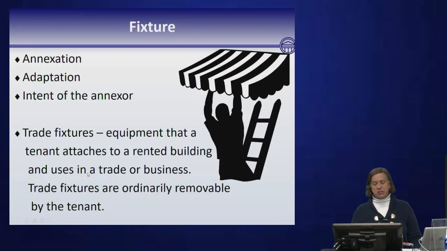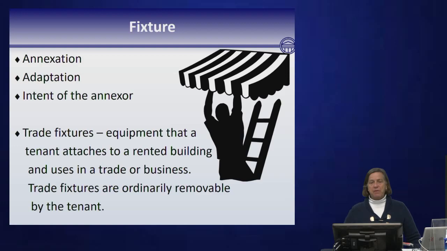So let's define that fixture. An item of personal property may become so affixed to the real property that it's considered to be part of the real property. There's a three-pronged test to determine whether an item of personal property is real property, and here are the elements. Annexation: how affixed is it to the real property? Can you remove it without causing damage? Adaptation: is that item of personal property specially adapted for that piece of real property? And then finally, intent of the annexor: what's your intent when you affix the personal property to the real property?